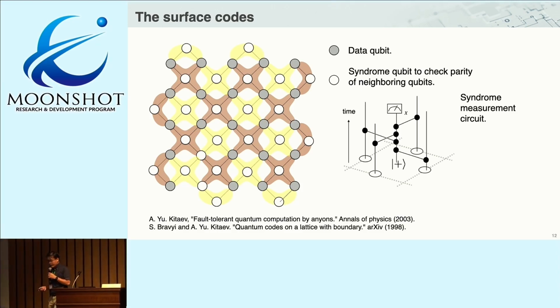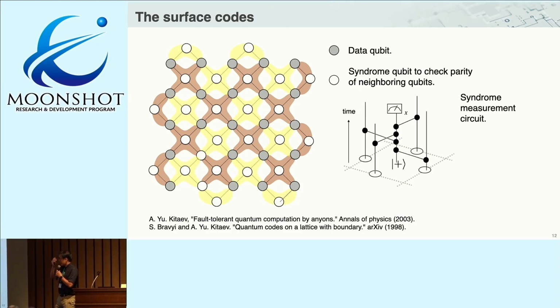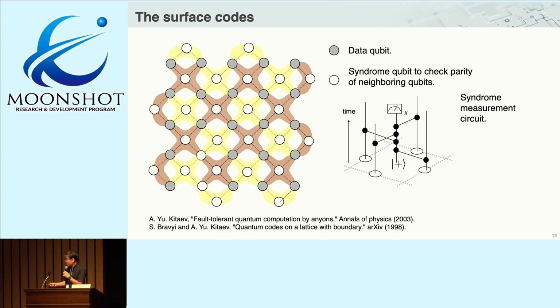So here the circle represents the qubit, which is aligned on the square lattice. The gray circle corresponds to the data qubits on which the quantum information is encoded. And the white circle corresponds to the measurement qubits that do the parity check, which is the so-called syndrome measurement. By using this measurement qubit, the syndrome qubit, we can measure the parity of the neighboring 4 qubits by using the 2-qubit gate on the nearest neighbor 2 qubits.